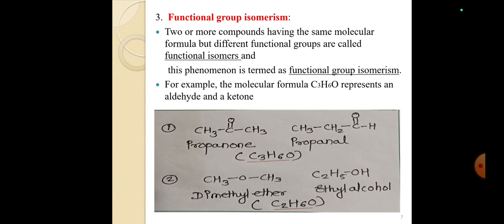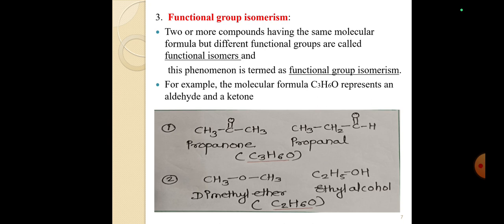Then the third type, functional group isomerism. Functional groups also are isomers of each other. We'll see the definition. Two or more compounds having the same molecular formula but different functional groups are known as functional isomers, and the phenomenon is known as functional group isomerism. Here the molecular formula C3H6O is one by which we can make two functional groups.